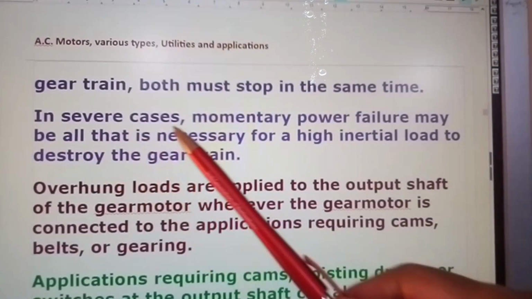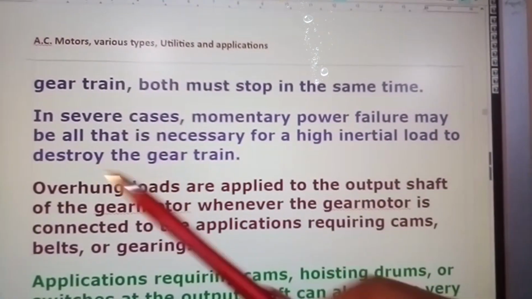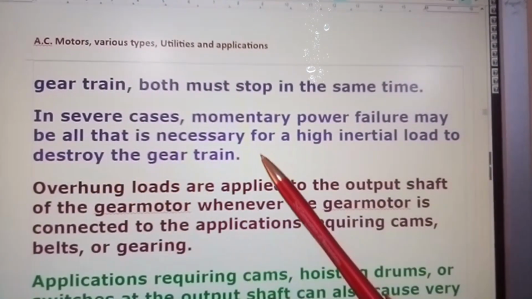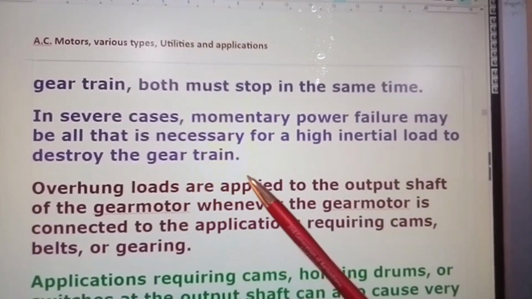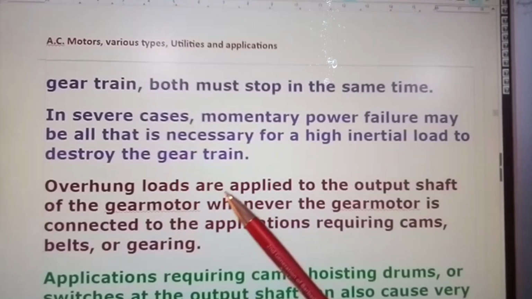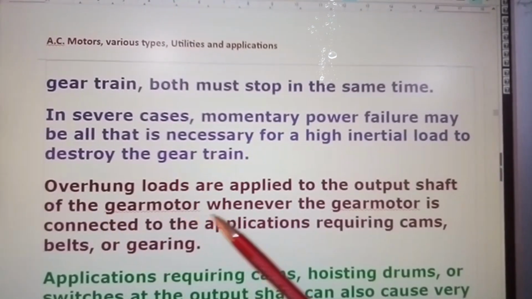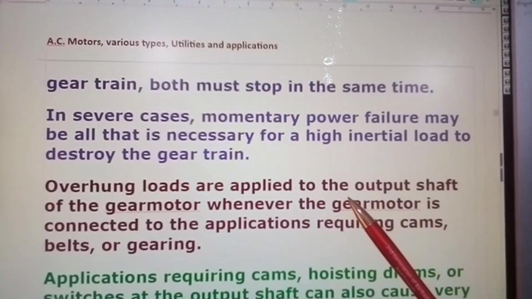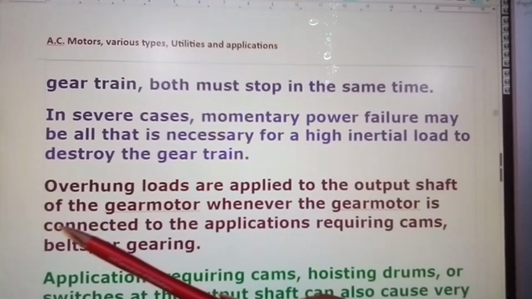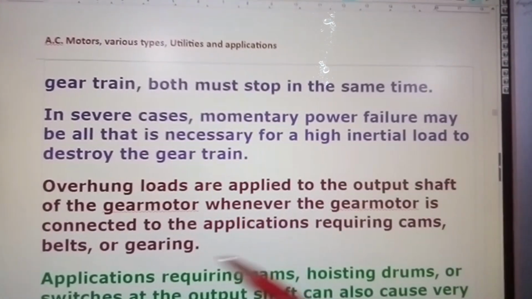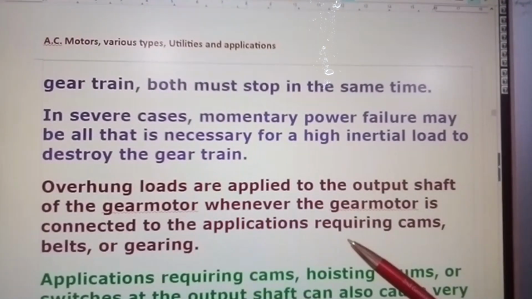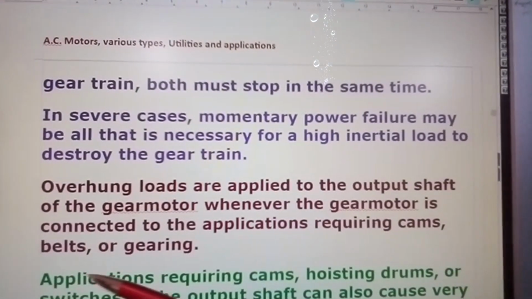In severe cases, momentary power failure may be all that is necessary for a high inertial load to destroy the gear train. Overhung loads are applied to the output shaft of the gear motor whenever the gear motor is connected to the application requiring cams, belts, or gearing.